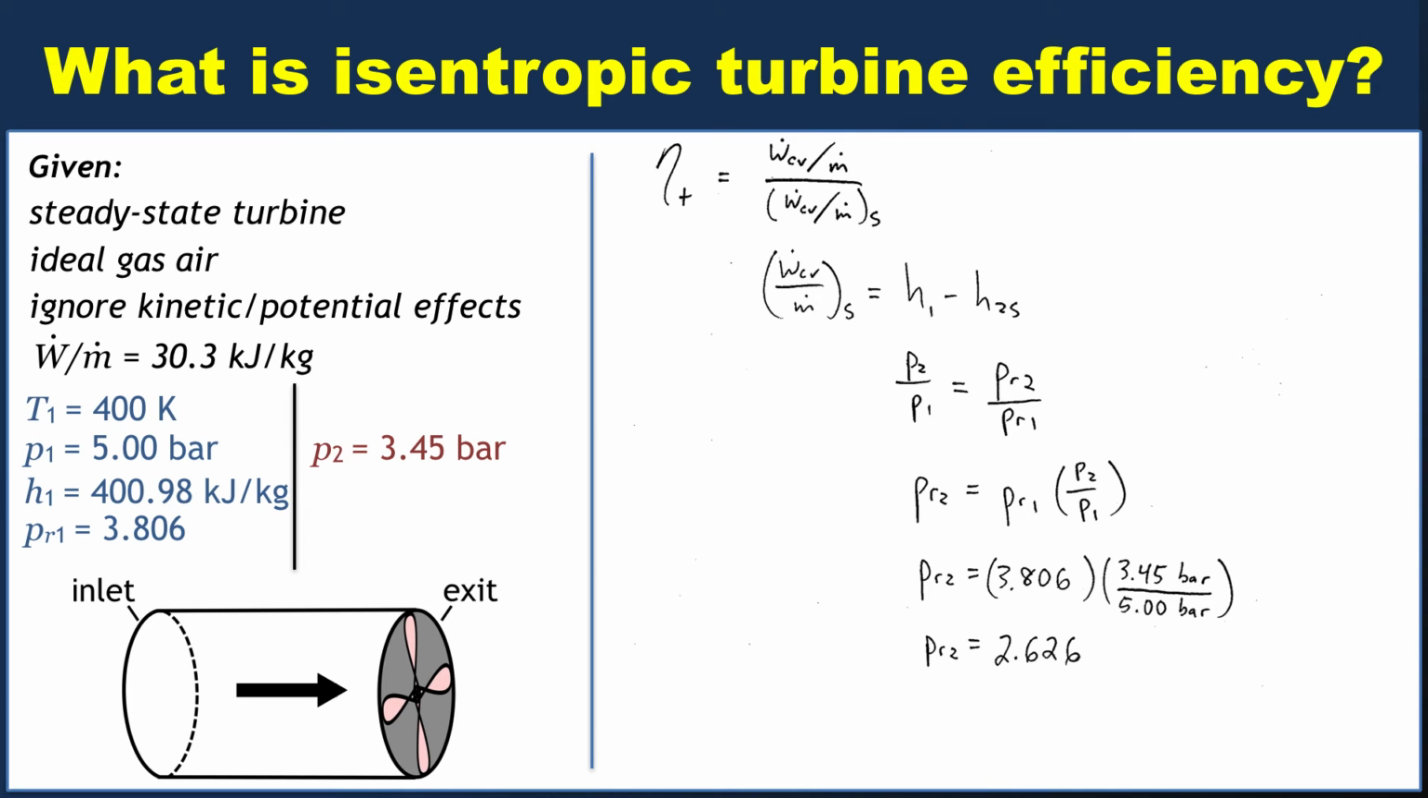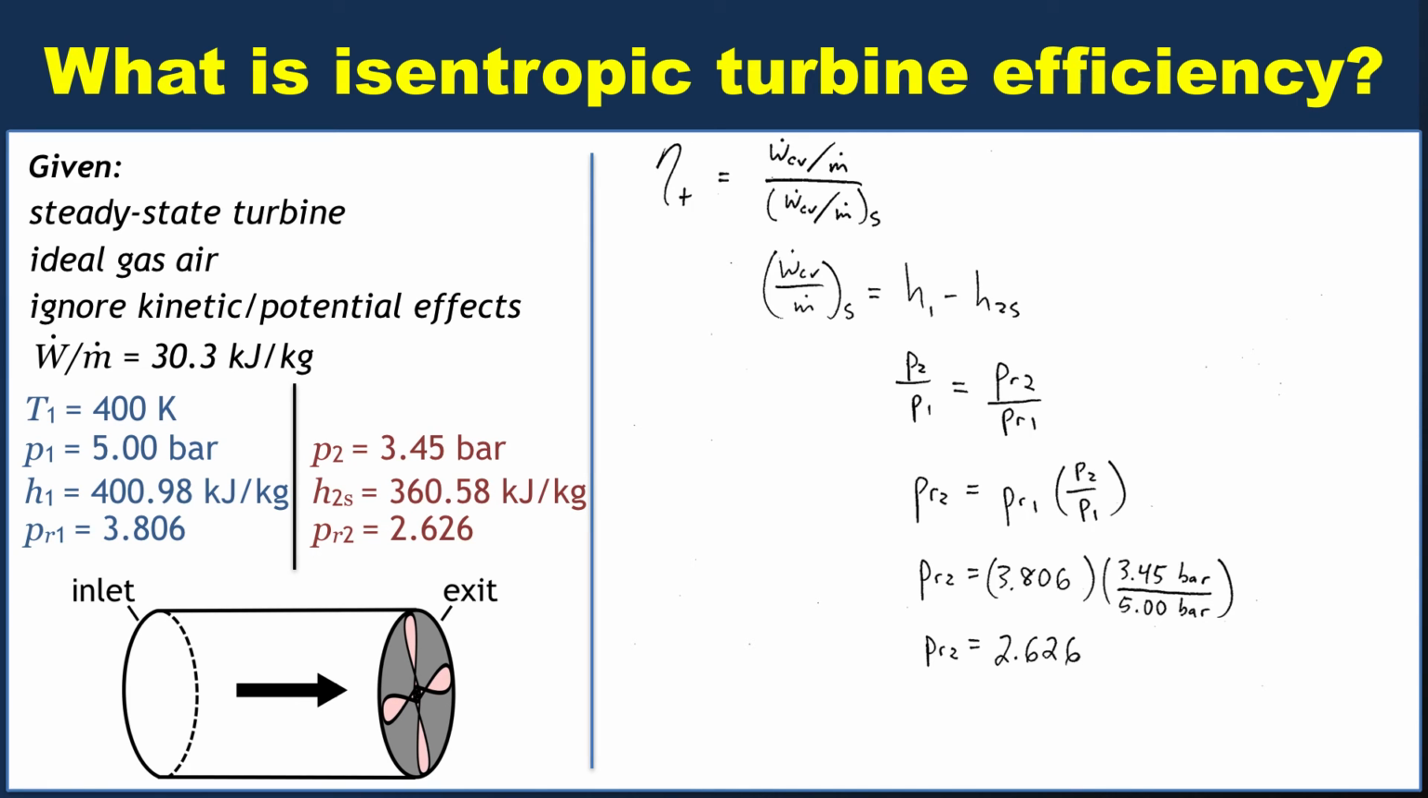Well, the way it's useful, and I'll write the value over there on the left for PR2, now we can look in the same table, table A22, and see if we can't find a value of PR2 equal to 2.626. So we look through, and sure enough, there is a value equal to that exactly, and it corresponds to a temperature of 360 degrees. But more importantly, the corresponding specific enthalpy for a PR2 value of 2.626 is 360.58 kilojoules per kilogram. I'm going to write that over on the left and label it H2S.